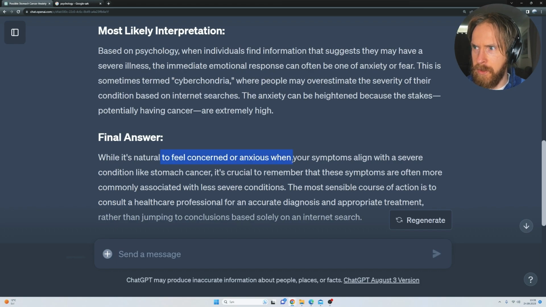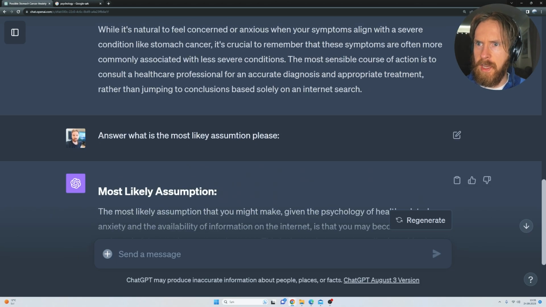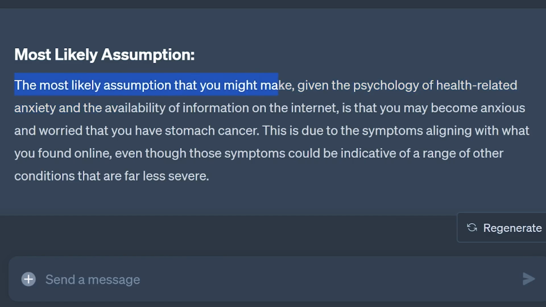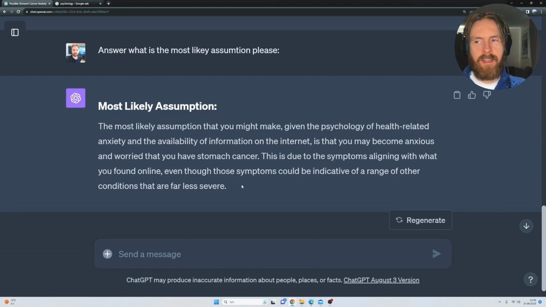It's natural to feel concerned. Okay, the most sensible course of action is to consult a health professional. But the answer was most likely... it didn't give me an answer. So the most likely assumption that you might make, given the psychology of health-related anxiety, is that you might become anxious and worried that you have stomach cancer. This is due to symptoms aligned with what you found online, even though those symptoms can be indicative of a range of other conditions. I'm really impressed by that, actually, because that is a very human thing to do.